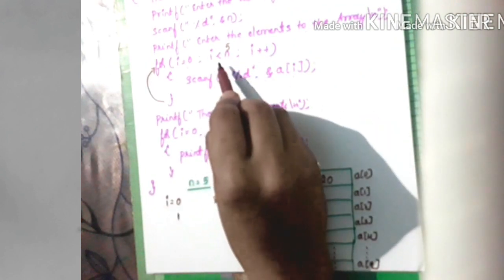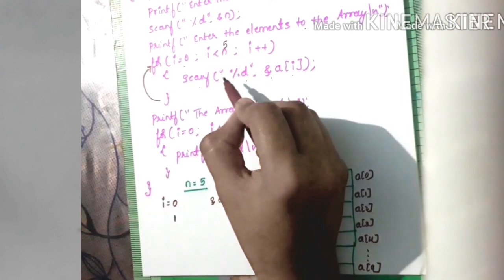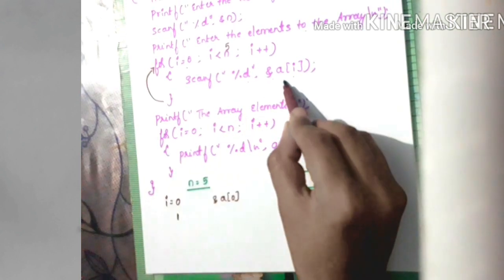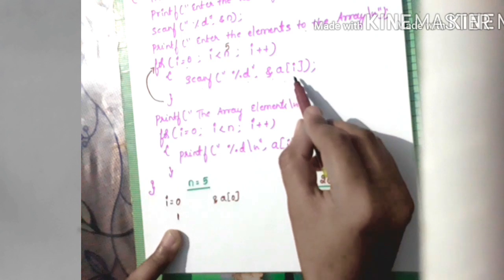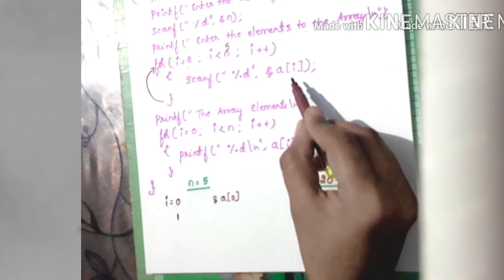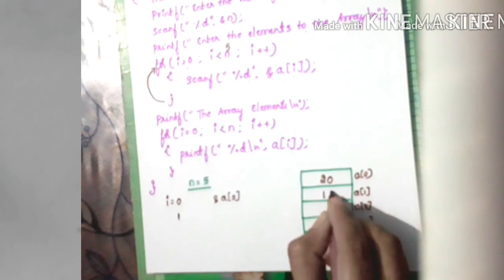Next, condition i less than 5, the condition is true. Control enters the for loop. Next, scanf("%d", &u[i]): i value is 1, so &u[1]. The next element that I input gets stored in u[1]. In case I input 15, that is stored in u[1].